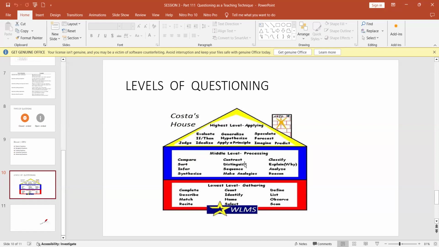For example, it's a reading passage about television, whether it's a boon or a bane, good or bad. After getting the students to read it, you will ask whether it's a boon or a bane. So the students will compare. They will see what is good in it, what is bad in it, and which is more, the good or the bad of TV. And that is the middle level, the processing level.